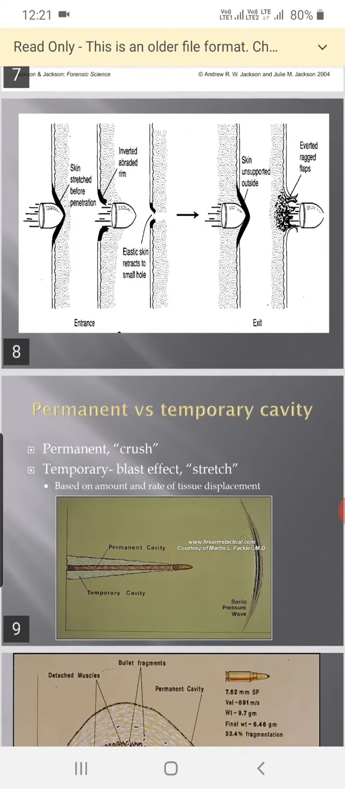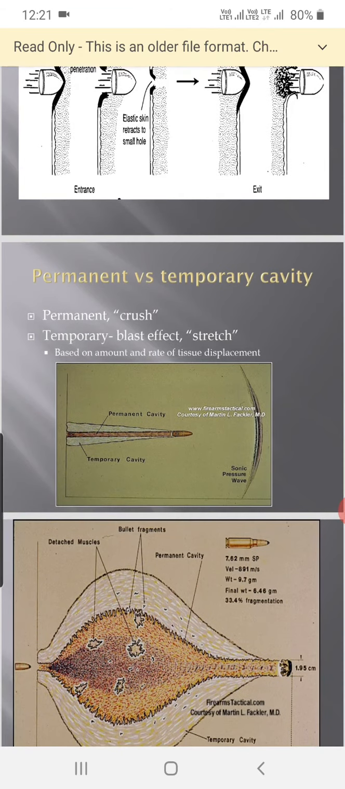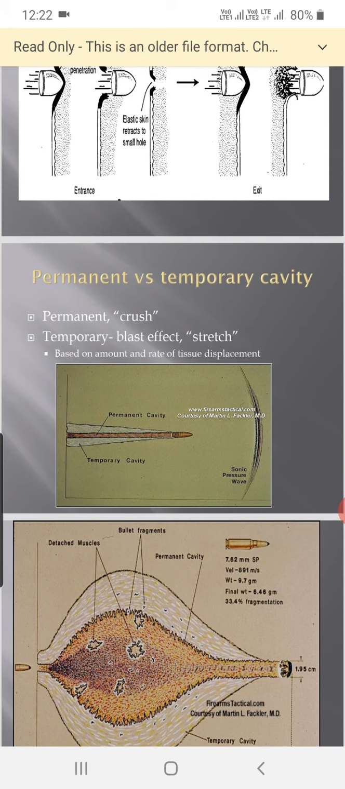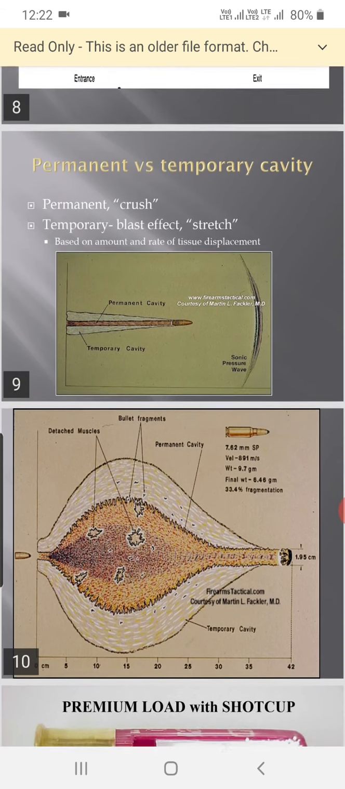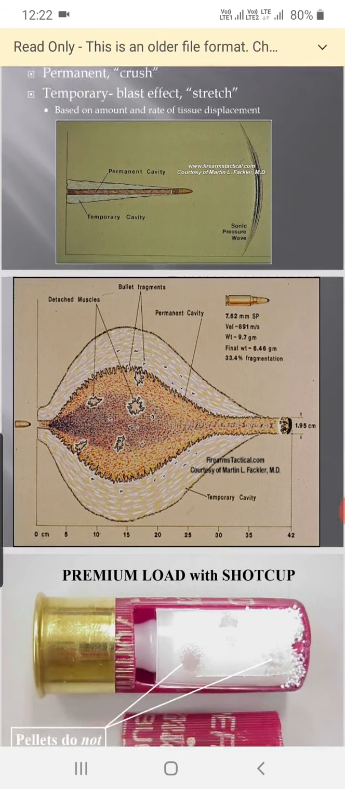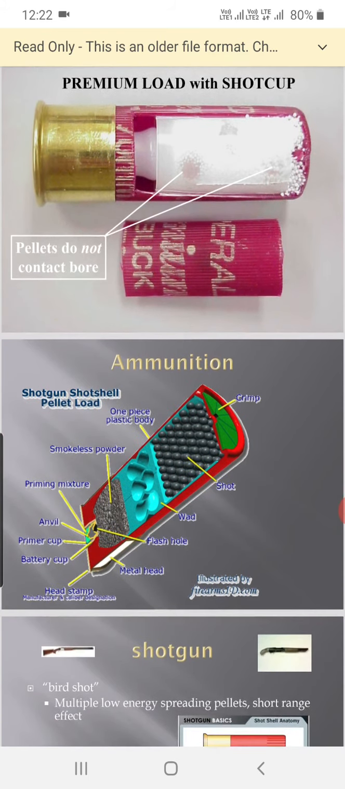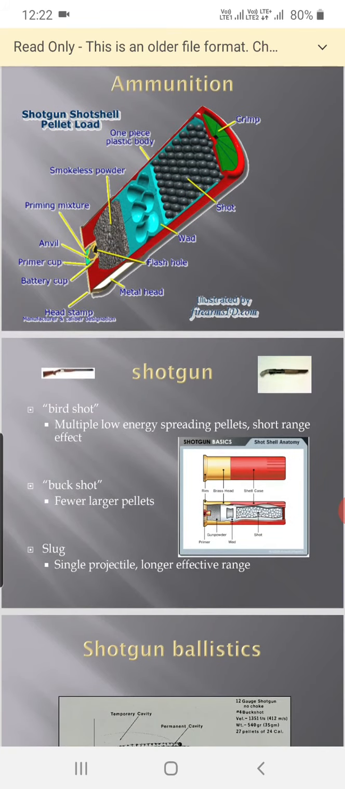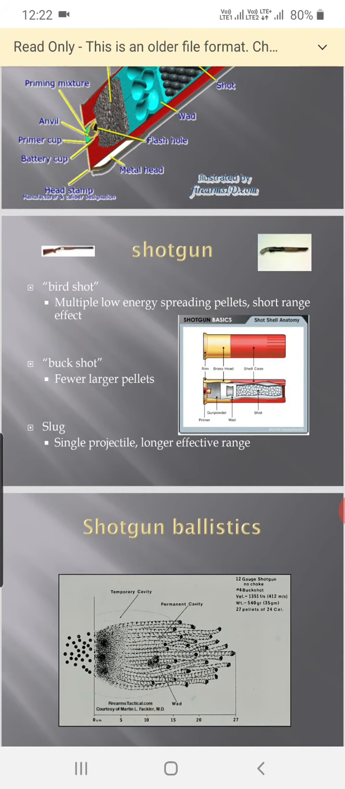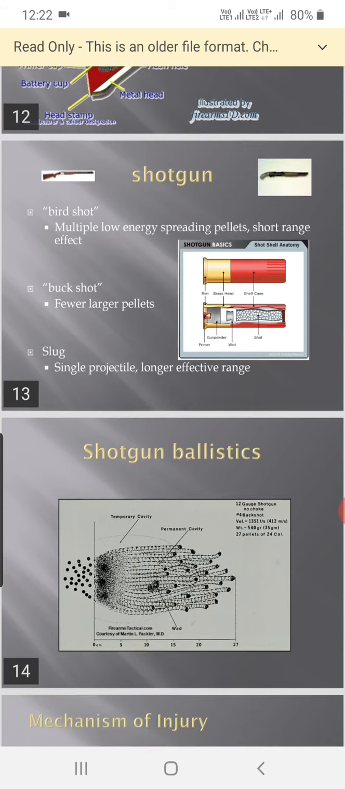Now there are two types of cavity in a case of firearm wound. Permanent, that is the crush. As you can see in the slide, the red highlight is the permanent cavity or permanent crush. And temporary, that is due to the stretching effect or the blast effect of the firearm, which is usually based on the amount and rate of tissue displacement due to the firearm injury. This is the permanent and temporary effect of a firearm. This is the ammunition showing the parts of the bullet. The shotgun types must have been covered in the practical.